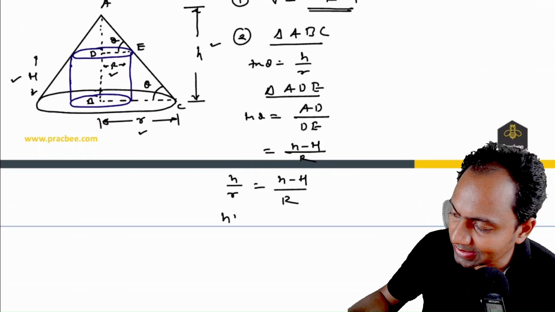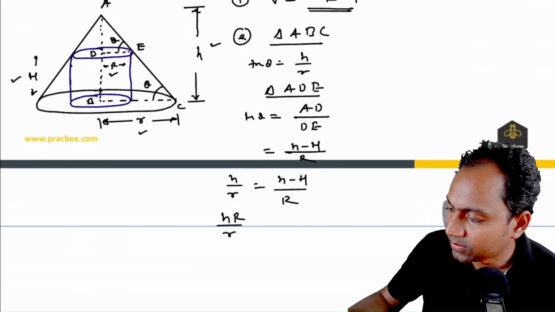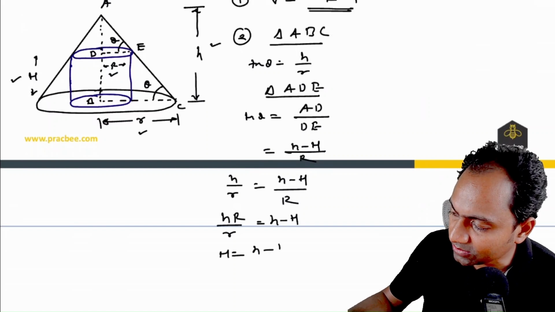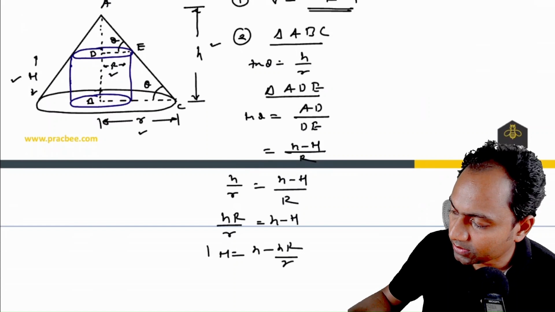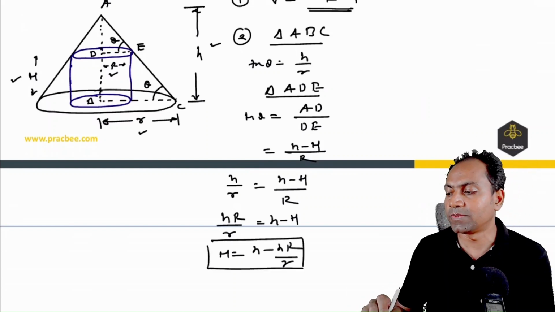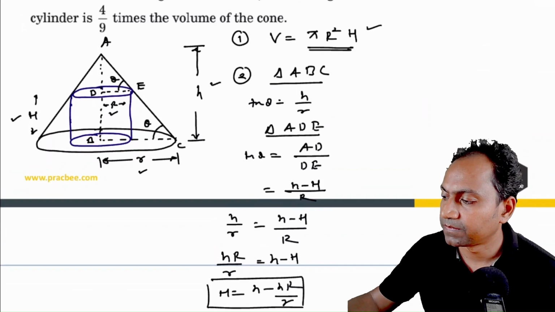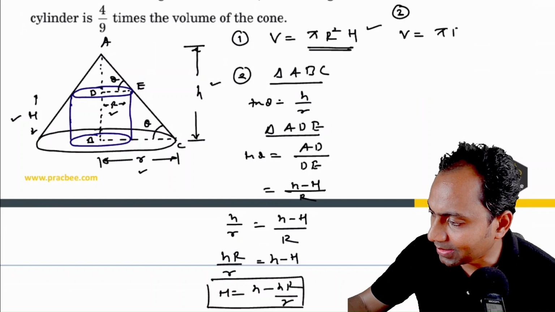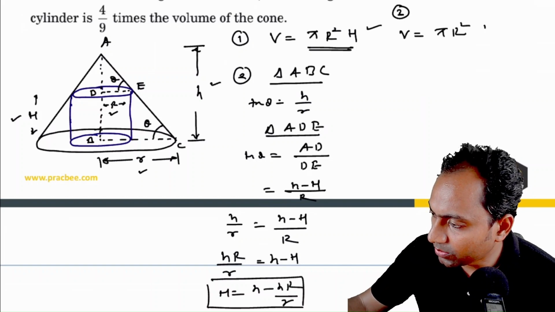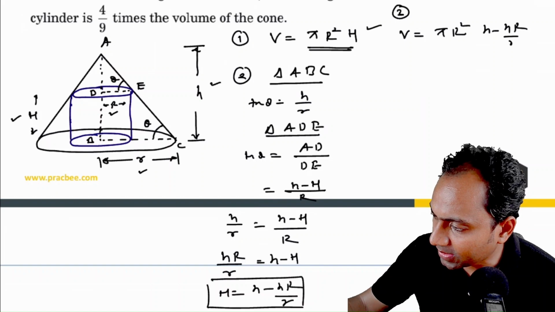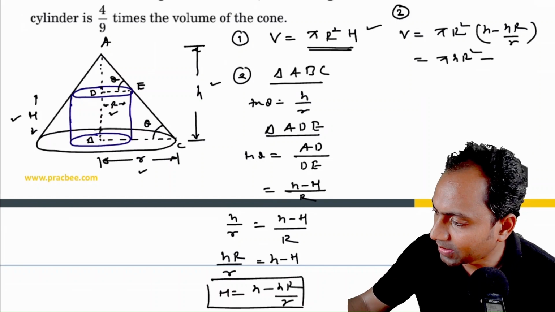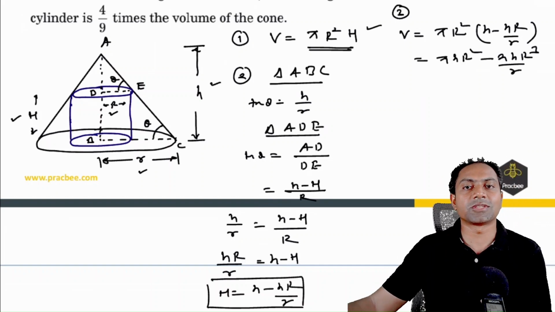So if I write this, h r by small r will be equal to h minus h. The value of h that we are getting is h minus h r by r. And also we need to comment on this, so it is better to find this. So let us substitute from here. If I substitute in the third step, my function of volume comes out to be pi r square into h minus h r by r. If I simplify, it is pi h r square minus pi h r cube by small r. This is the function that we have got for v.